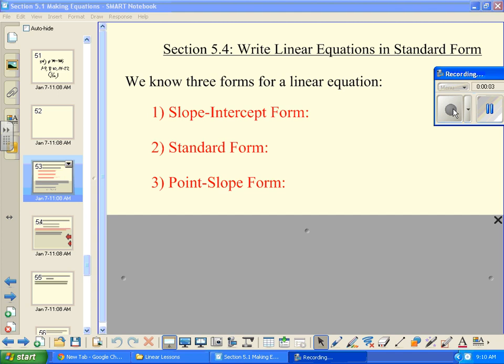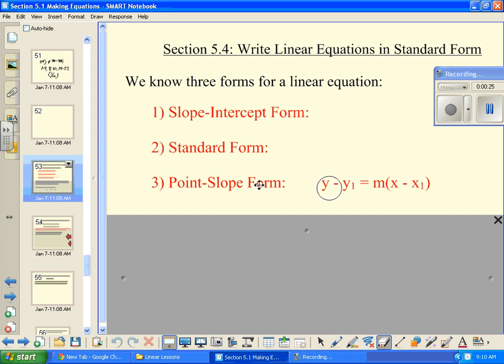This lesson's on section 5.4, write equations in standard form. So we just recently did point-slope form, and we've been doing slope-intercept form for a while. So now we're going to talk about the standard form, the number 2 here in the middle. Again, I've got these ranked in terms of priority, ones that we need to know. Not saying there's anything wrong with point-slope form, the one we worked with yesterday.